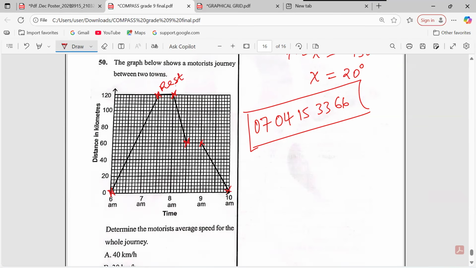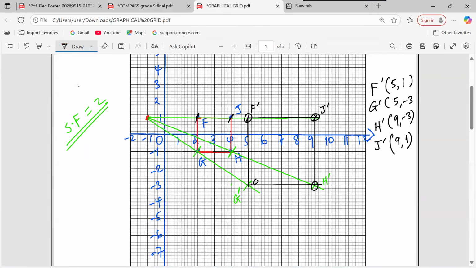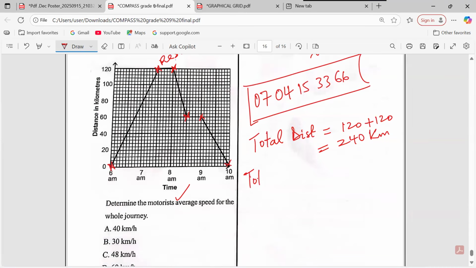Then the journey continued again. So what distance has been covered? Total distance. You know, we're determining the motorist's average speed for the whole journey. So for the whole journey, let's talk about total distance, which will give us 120 and also 120 in the journey back. This is 240 kilometers. That is the total distance. What about the total time taken, including all the stoppages?